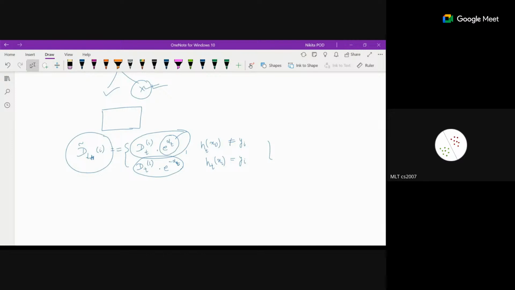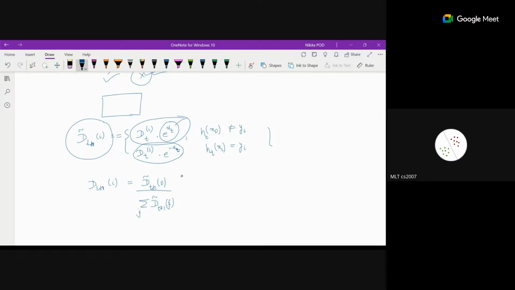So what we can do is, D_{t+1}(i) should be equal to D tilde_{t+1}(i) divided by the sum over j of D tilde_{t+1}(j). Basically, you're normalizing this. So once you normalize, the probabilities for all these data points will add up to 1. That is the idea.